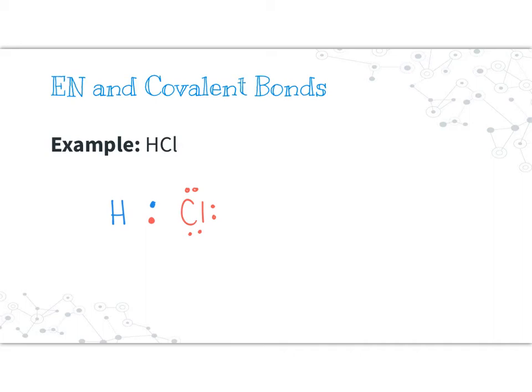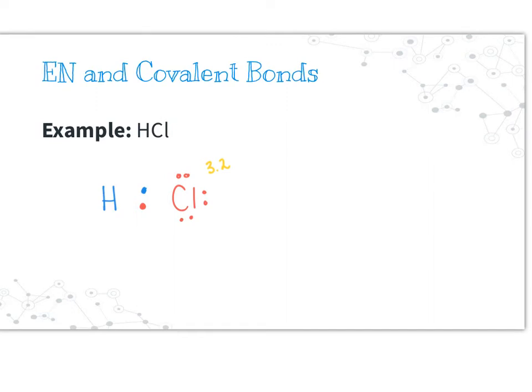Let's find the electronegativity. We found electronegativity for chlorine last time. It was 3.2. And for hydrogen, looking under its atomic number, you see that hydrogen has an electronegativity of 2.2. So this means that chlorine is more electronegative. That tells us that chlorine likes these shared electrons more than hydrogen does, so it's going to start pulling them towards itself.